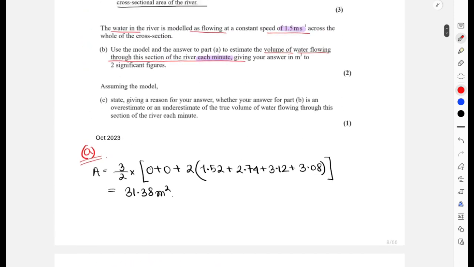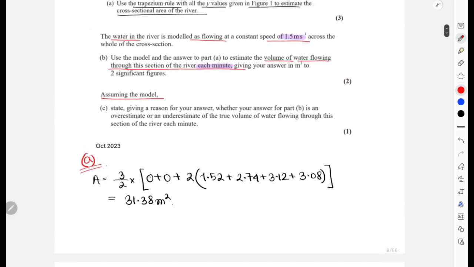Okay, so we move on to part C. Assuming the model, state, giving a reason for your answer, whether your answer to part B is an overestimate or an underestimate of the true volume of water flowing through this section of the river each minute. Now they're asking whether the volume 2800 is an excessive value or less than the original value. Overestimate means more than the original value, underestimate means less than the original value.